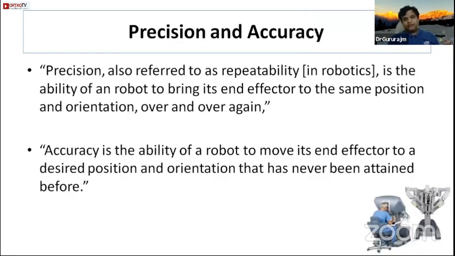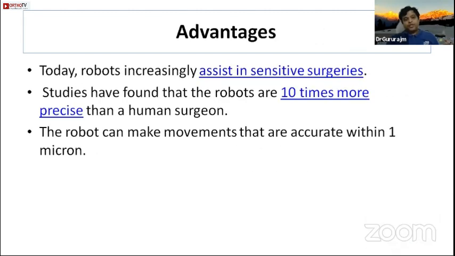Precision is the ability of the robot to bring its end effector to the same position and orientation over and over again. So every time the end effector should be able to come to the same position again and again. That is precision. What is accuracy? Accuracy is the ability of the robot to move its end effector to a desired position and orientation that has never been attained before. If we talk in terms of pedicle, accuracy is putting a pedicle screw exactly into the bony confines without breaching any of the borders. So that is accuracy.